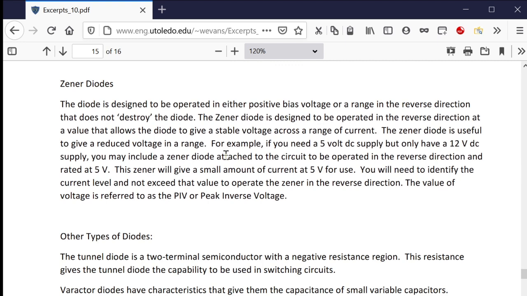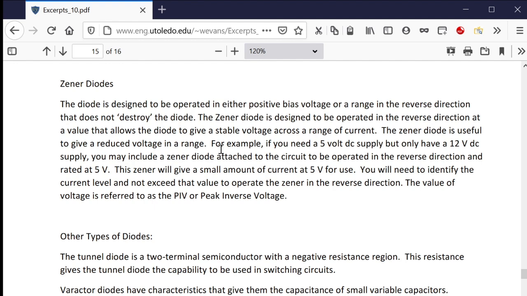Zener diodes are designed to be operated in either the positive or in the reverse direction. That does not destroy the diode. The Zener diode is designed to be operated in the reverse direction at a value that allows the diode to give a stable voltage across a range of current. The Zener diode is useful to give a reduced voltage in a range.